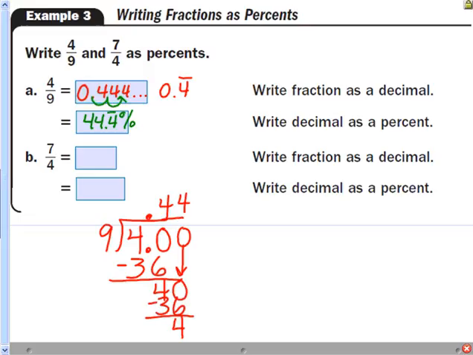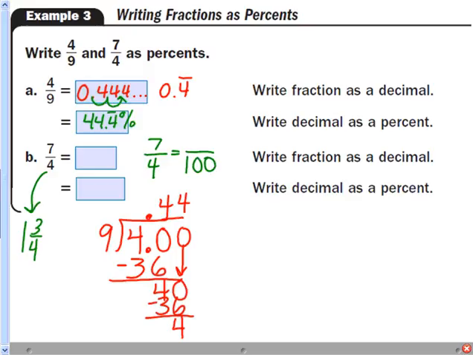Looking at B, I'm given 7/4. This time I think I'm going to use my partial quotients method. You can use whichever method you like. First of all, I know 7/4 is equivalent to 1 3/4. Wait a minute. Knowing that, here's another thing you can do sometimes. Since we're looking at fourths here, 4 is compatible with 100, isn't it? This would be a lot easier.